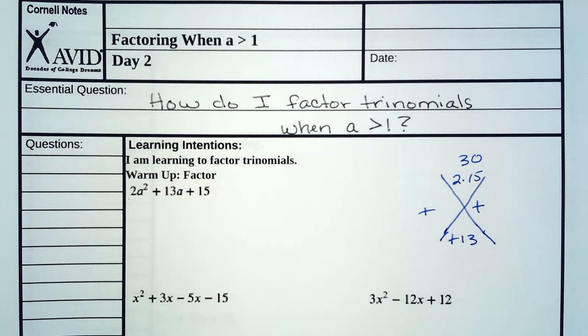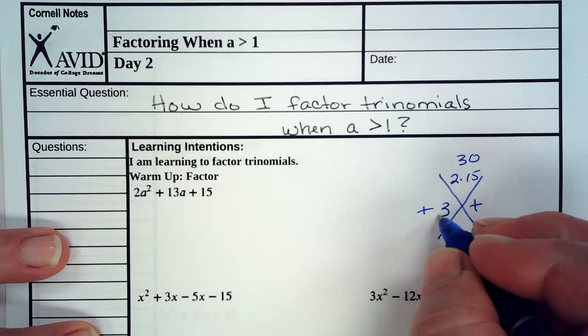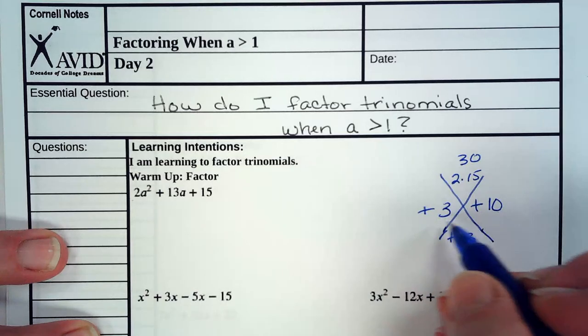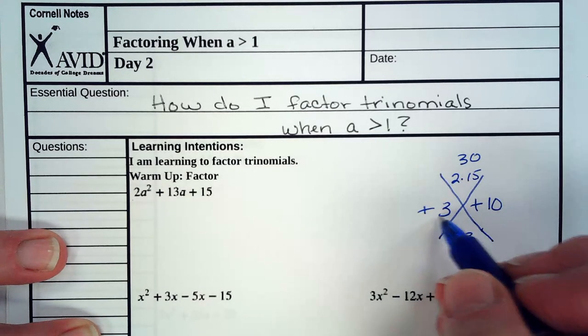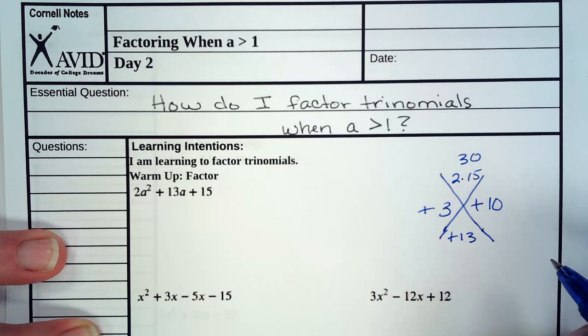1 times 30 is 30. 30 plus 1 is not 13. 2 times 15 is 30. 2 plus 15 is not 13. 3 times 10 is 30. 3 plus 10 is 13. So I know it's a 3 times 10.